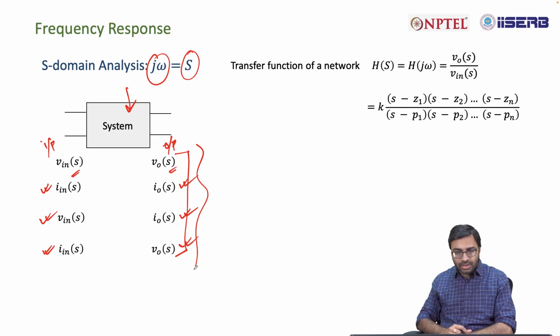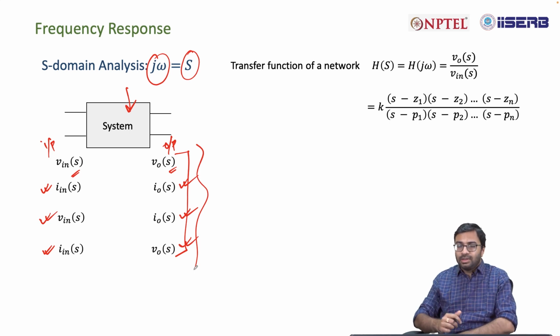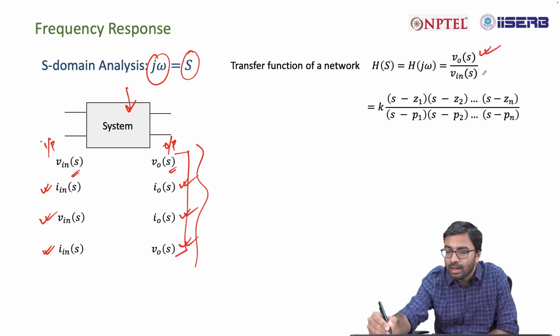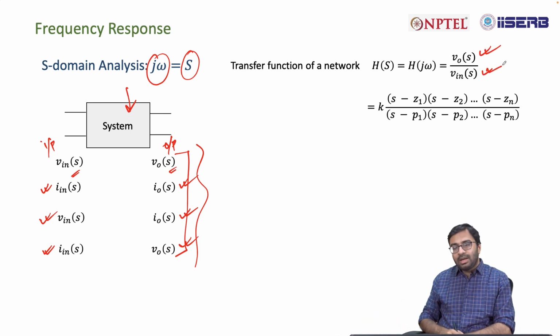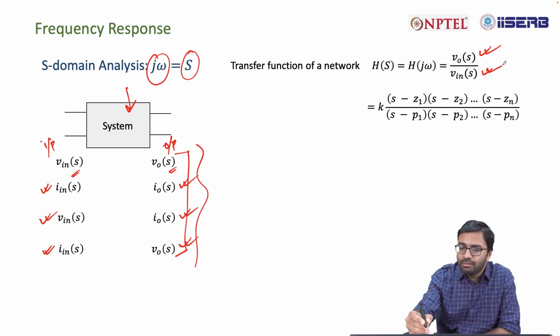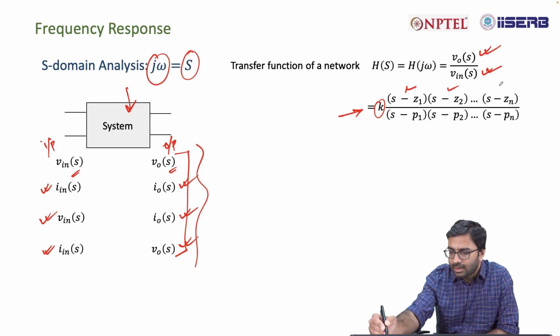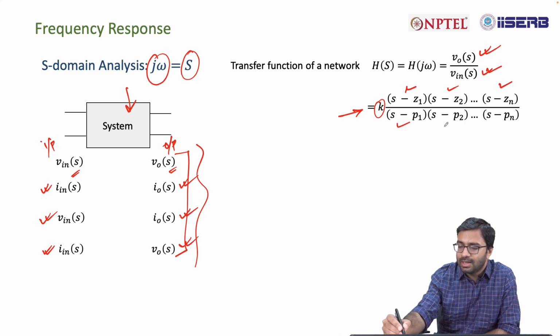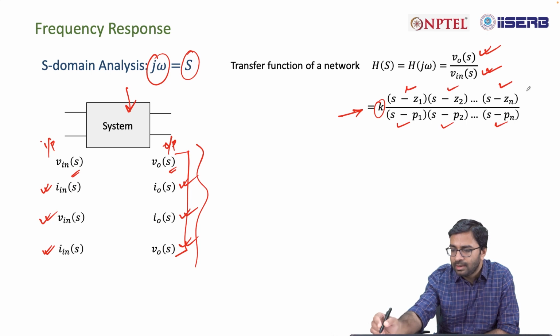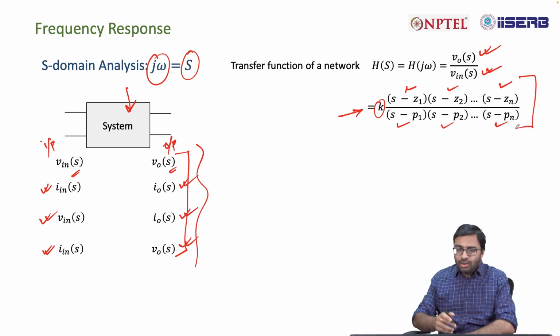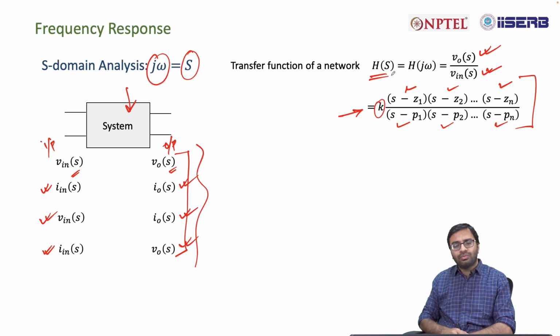However, as far as the transfer function is concerned, transfer function is the ratio between your output and input. And you can also define it with this equation, where K times (s minus z1)(s minus z2) till (s minus zn), divided by (s minus p1)(s minus p2) till (s minus pn), is the representation of your transfer function. So this is true for most of the situations, most of the cases.